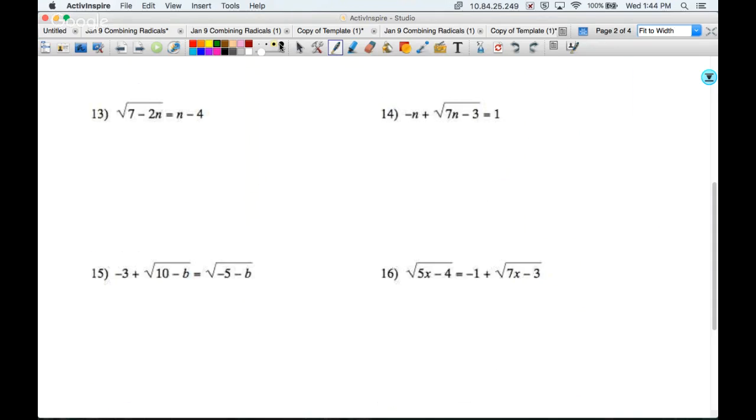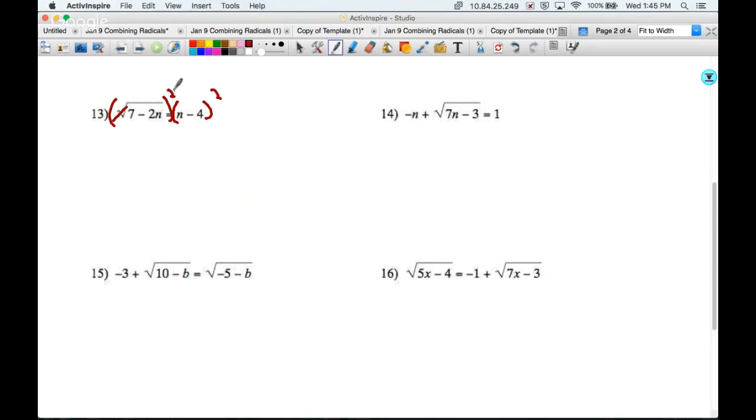All right, the first one I want to do is number 13. Here I've got a single radical equal to some values that aren't under a radical. So these types of problems generally result in a quadratic, so we're going to see that here. First thing I'm going to do is square both sides. That gets rid of my square root.